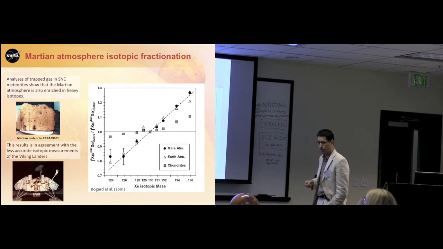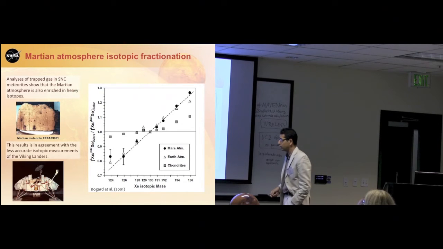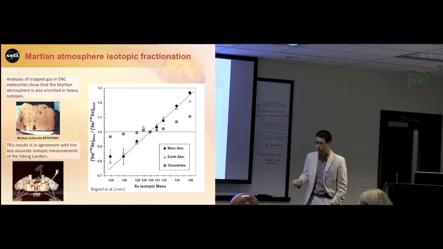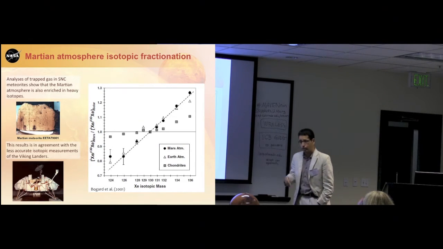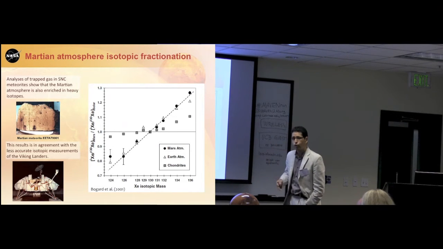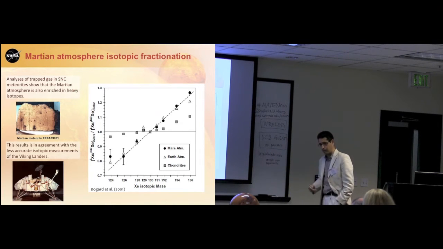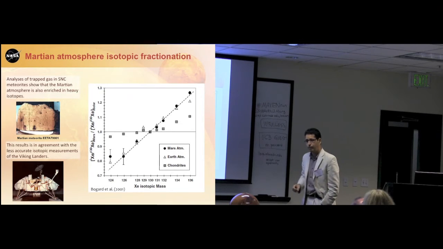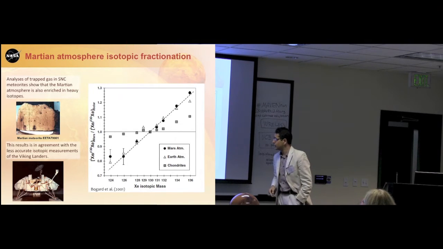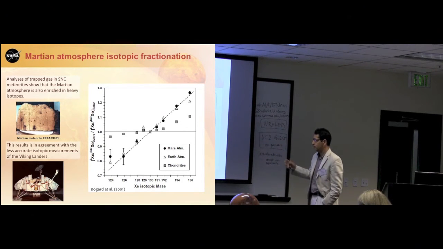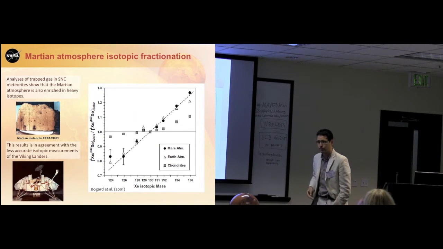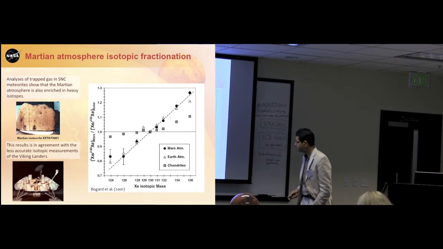And the second source was the two Viking landers. They had on board a neutron mass spectrometer that sampled the atmosphere. The results were fairly controversial. We know today that the instrument did not have the capability to make very precise measurements. I think they basically created more controversy for about a couple of decades than solved problems.